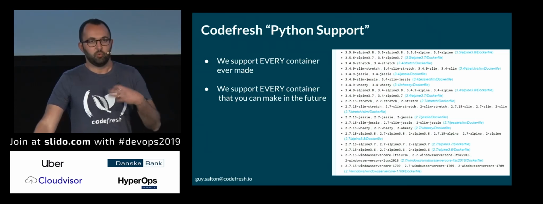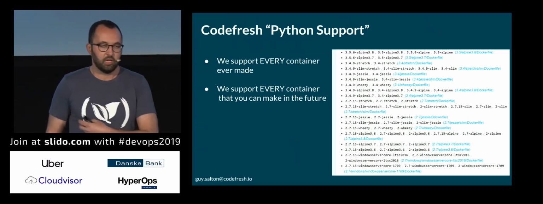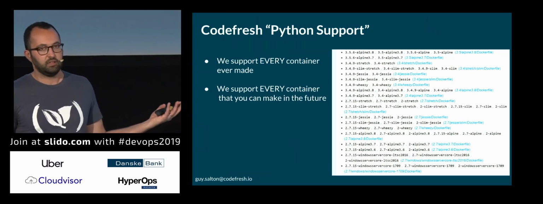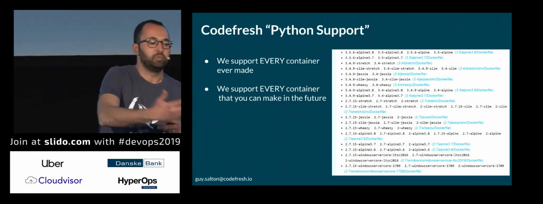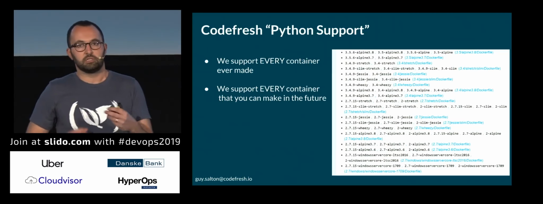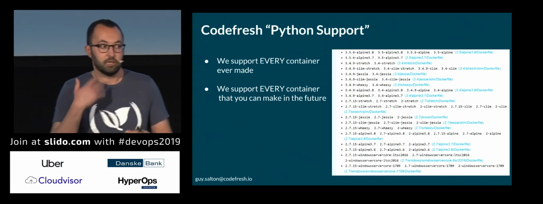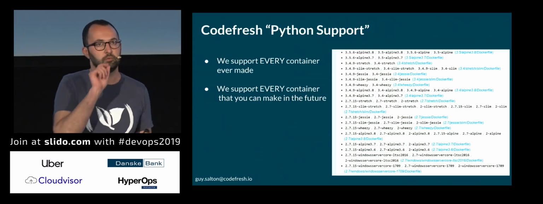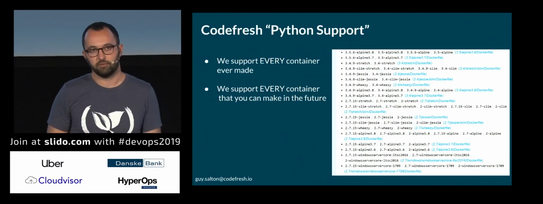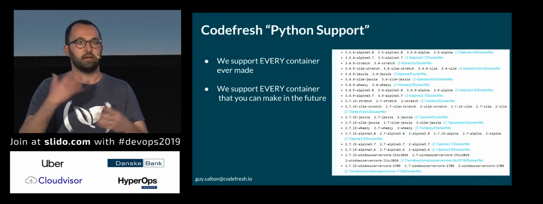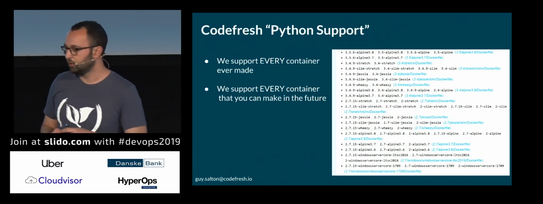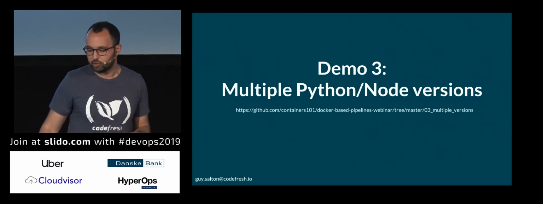So with this approach, we support every container ever made and every container that will ever be created. So let's say a new version of Python is now released. You want to use it, you simply specify the Docker image name that has the new version. Don't need to wait for any operator or any change.